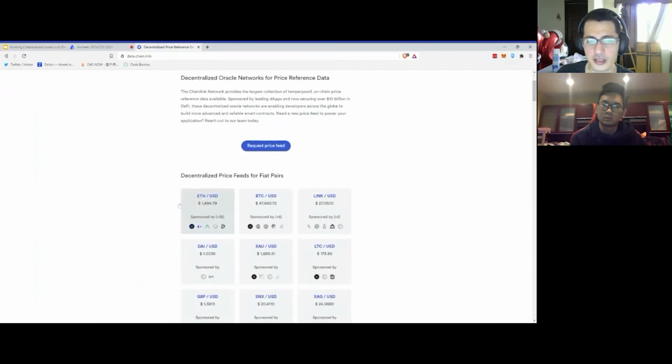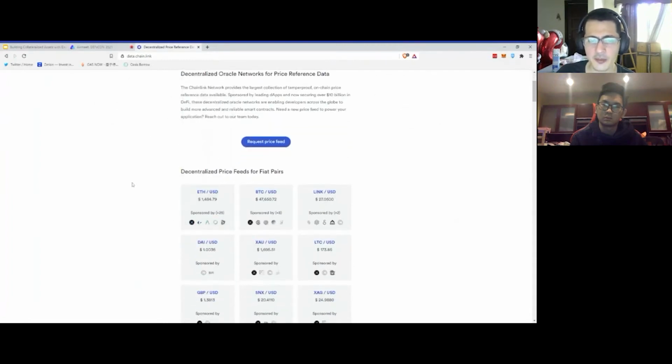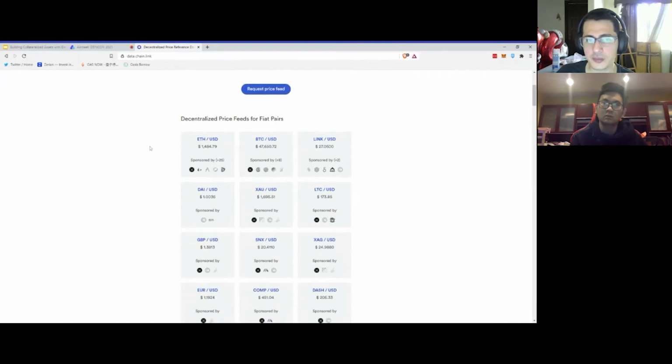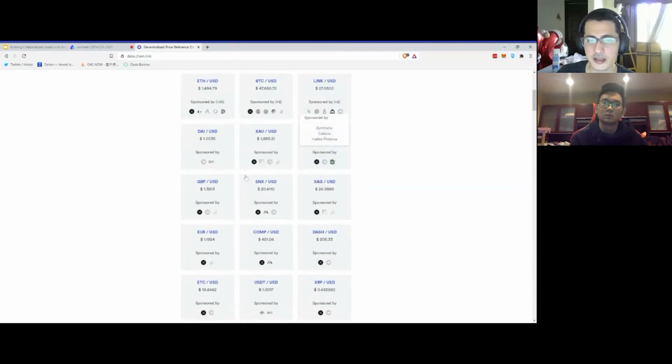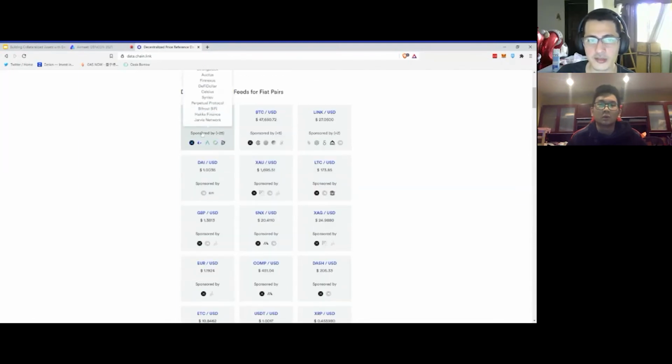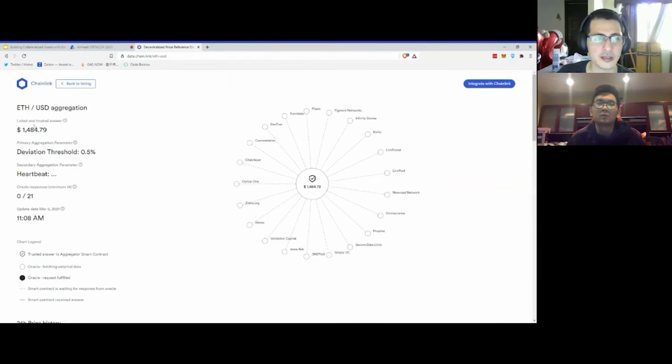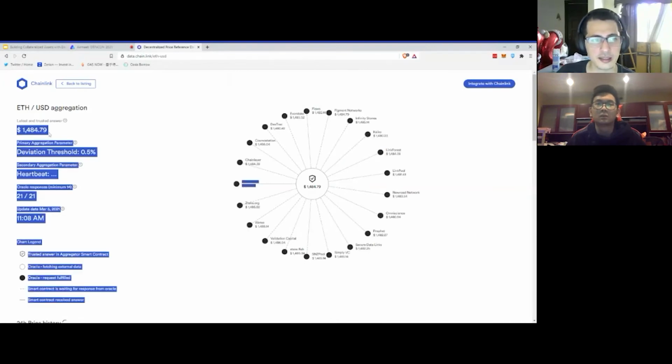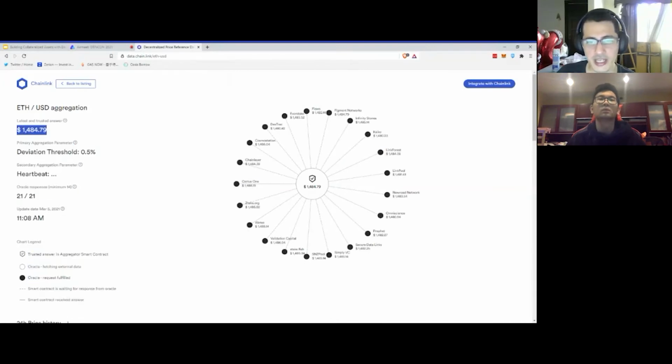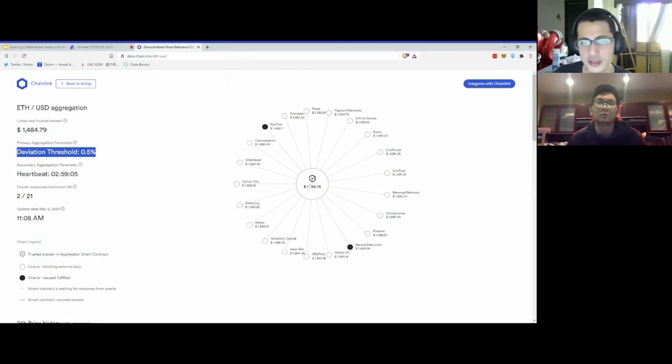So you can see over here there are many feeds that they support: ETH USD, BTC USD, LINK USD. You can just click on one of these, for example the ETH pair, and you can get the actual price on chain. You can see how long it takes to update. So Chainlink updates this price, and right now it's updating on every 0.5% movement of the price.